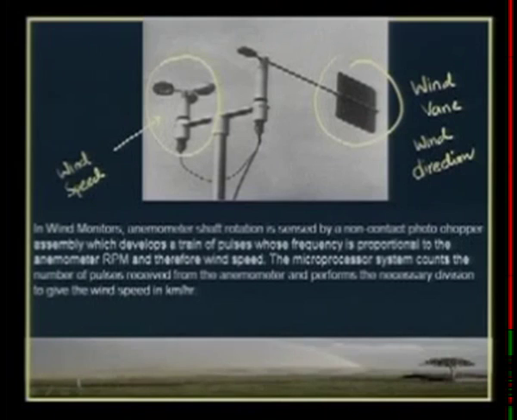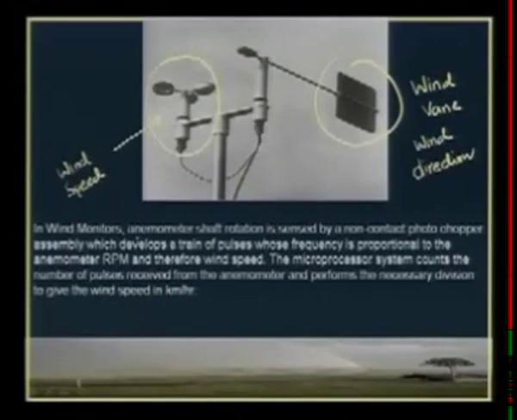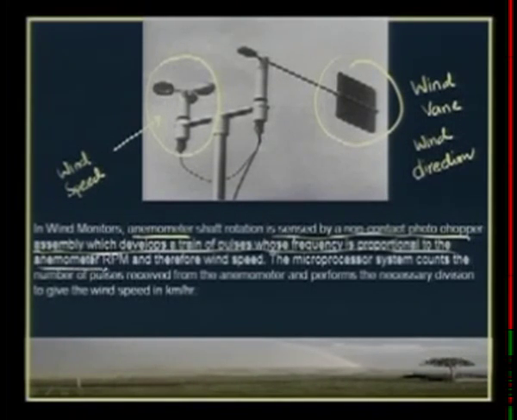Although we don't manufacture these things ourselves, as the experts do, we should at least know the underlying principles of how wind speed is measured. In wind monitors, the anemometer is the device that measures wind speed. The shaft rotation is sensed by a non-contact photochopper assembly, which develops a train of pulses whose frequency is proportional to the anemometer rounds per minute and therefore wind speed.